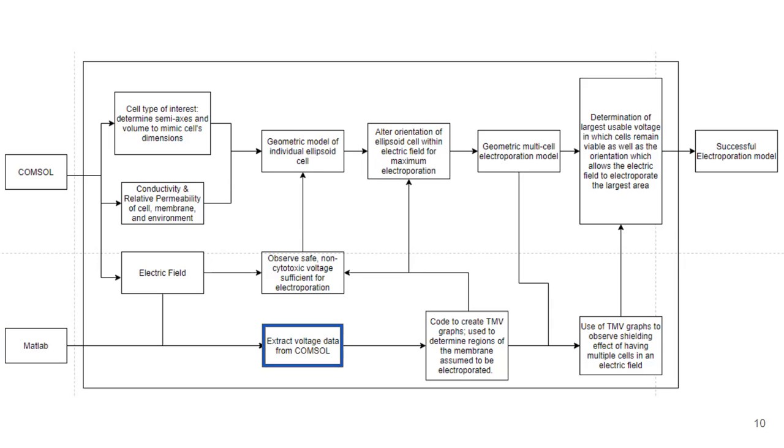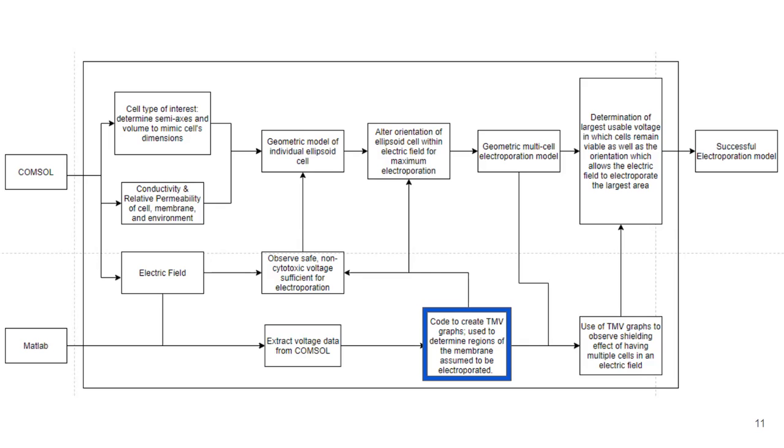We use MATLAB to help us find the regions of expected electroporation. We begin by extracting voltage data from COMSOL from points immediately inside and immediately outside the cell membrane. One of the advantages of using MATLAB for this purpose is that it is very easy to control the precision and density of data points. Once the data is imported into MATLAB, we are able to use it to graph the transmembrane voltage versus the angle around the cell. This graph will show us the areas of the cell which are electroporated, as they will have a voltage greater than 0.5 volts or less than negative 0.5 volts.